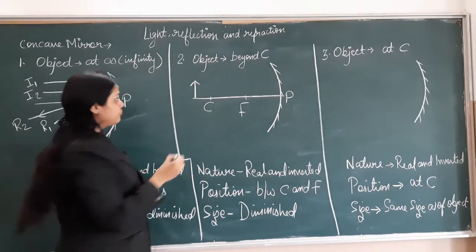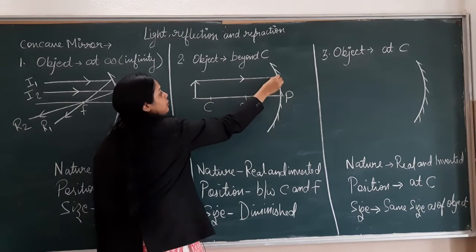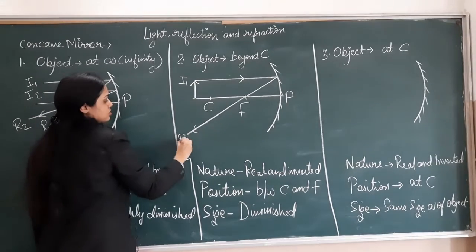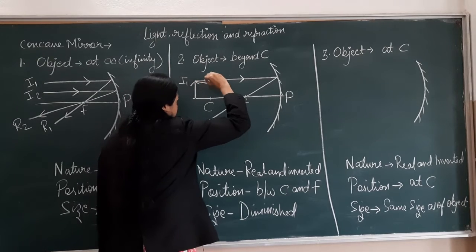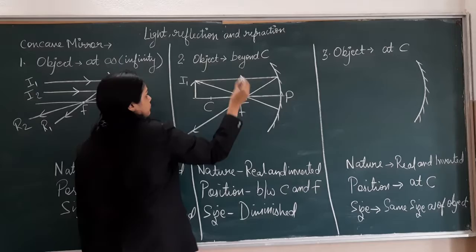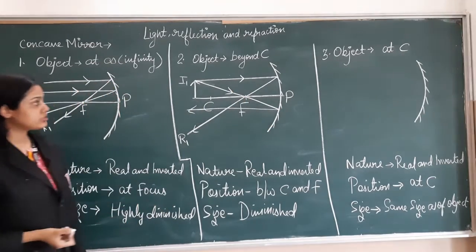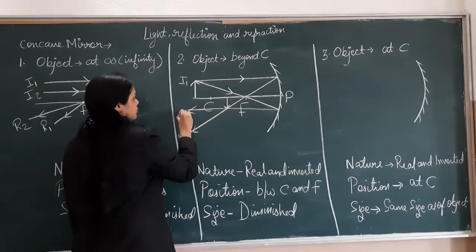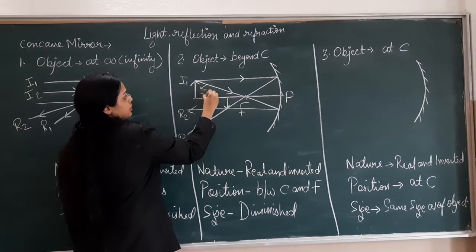Rule number 1: a ray parallel to the principal axis passes through the focus. This is the first incident ray, this is the first reflected ray. And rule 2: a ray passing through the focus will become parallel to the principal axis. So this is the second reflected ray and this is our second incident ray.